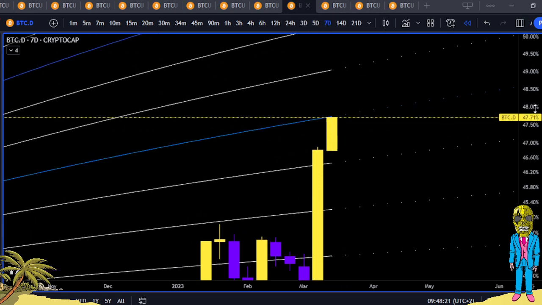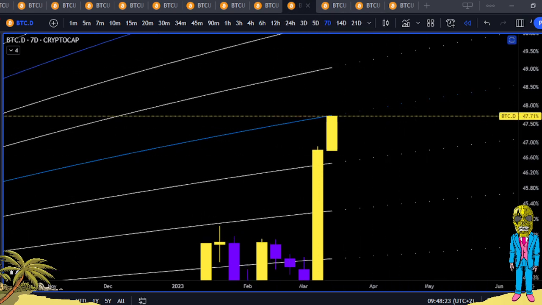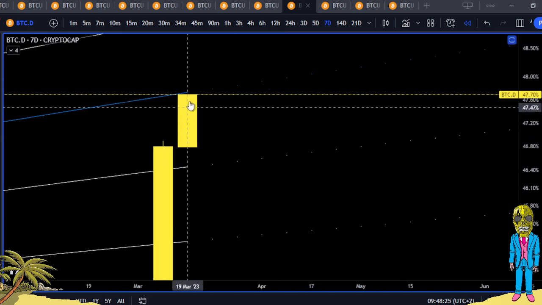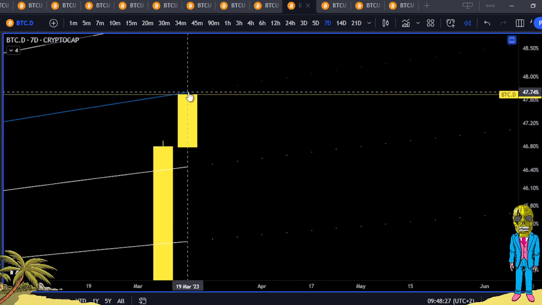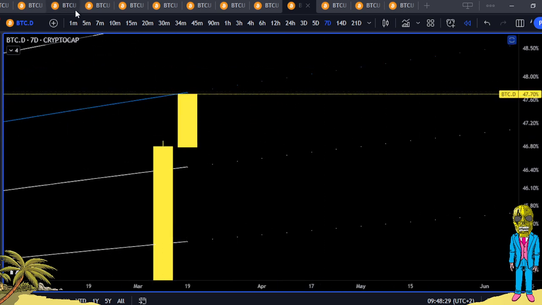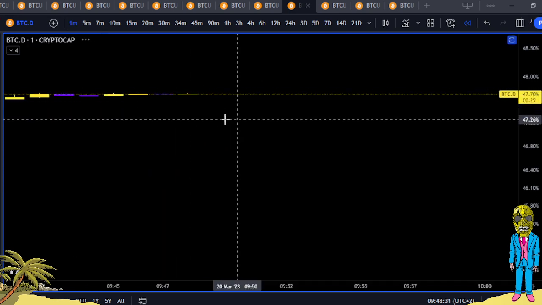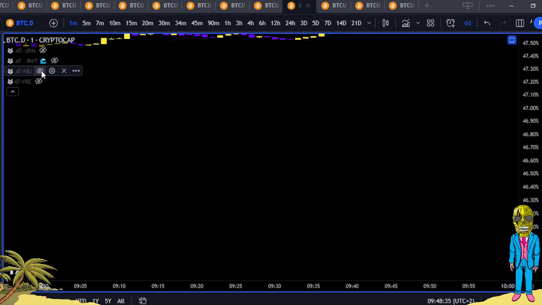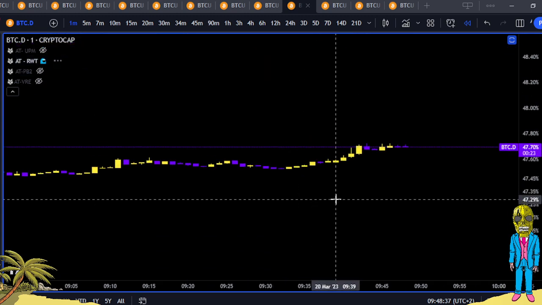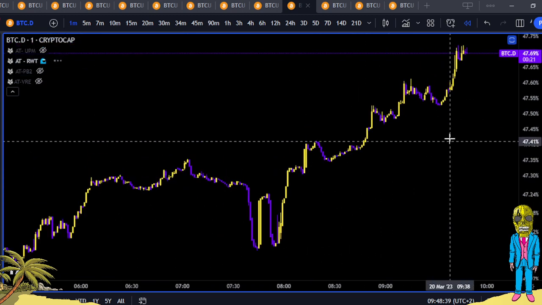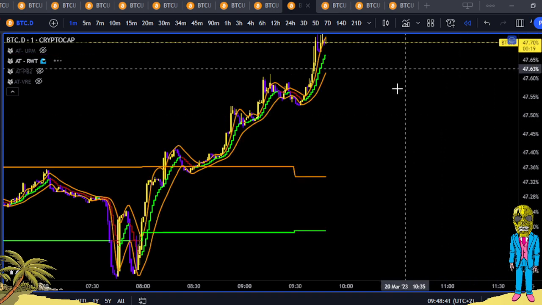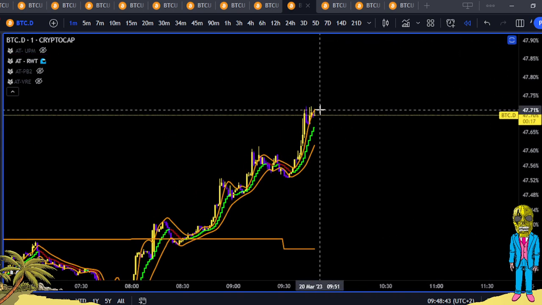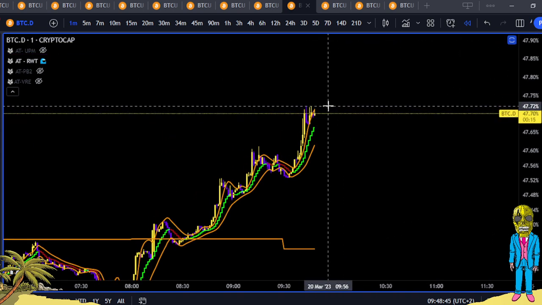BTC dominance is now starting to climb. All right, and then it's going to hit this level here. So we can demarcate 47.2% on the 1 minute. All right, this one's got nothing to do with that data. What do we got here? 47.72%. Nailed it.